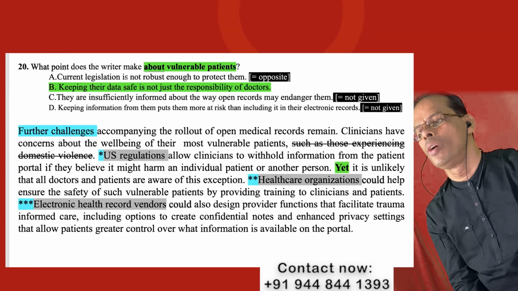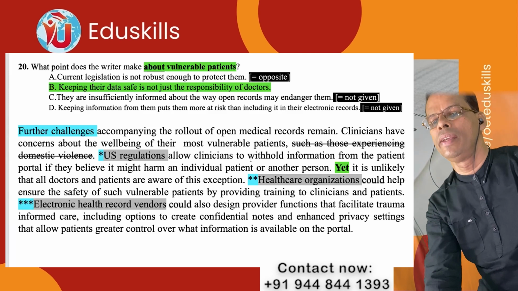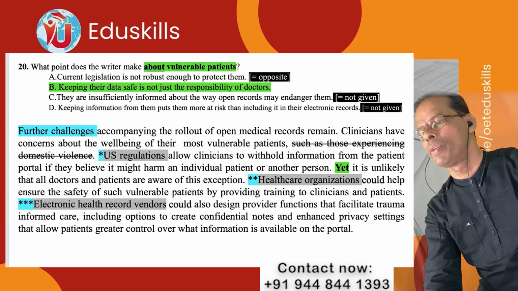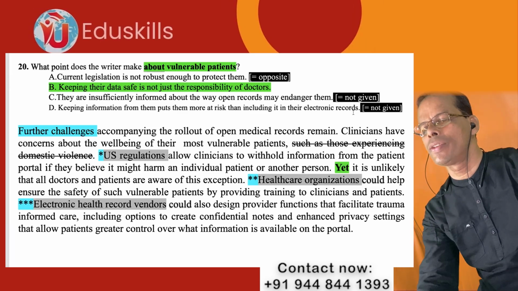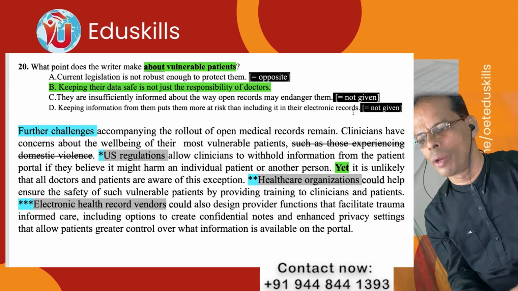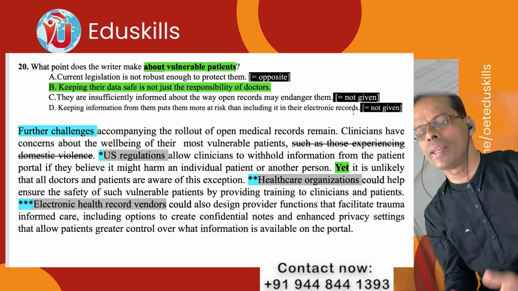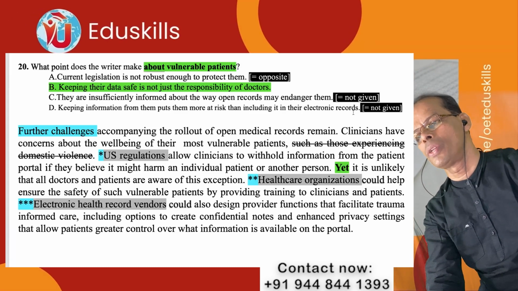So the first one is opposite. Current legislation is not robust enough to protect them. It says US regulations allow clinicians to withhold information, which means the first option is just opposite. The second option is the right one. Third option, they are insufficiently informed about the way open records may endanger them. Not given. It is not mentioned. Fourth option, keeping information from them puts them more at risk than including it in their electronic records. There is a comparison and contrast here, but the whole paragraph is not in the nature of comparison and contrast. There is no comparison or contrast given with anything. So it's just a descriptive paragraph. The very nature of the paragraph says the fourth option is not given.